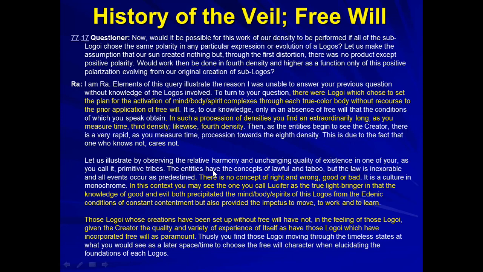The entities or people in those tribes have the concept of law, of lawful and taboo. This is what we allow, or this is good behavior; taboo, these are things we avoid. We don't do these things, right? So he's using that terminology, sort of describing a primitive tribe in that sense. But the law is inexorable, and all events occur as predestined. So the law of how things will happen is set, locked in. There is no concept of right or wrong, good or bad, right? You just do what you do. It is a culture in monochrome.